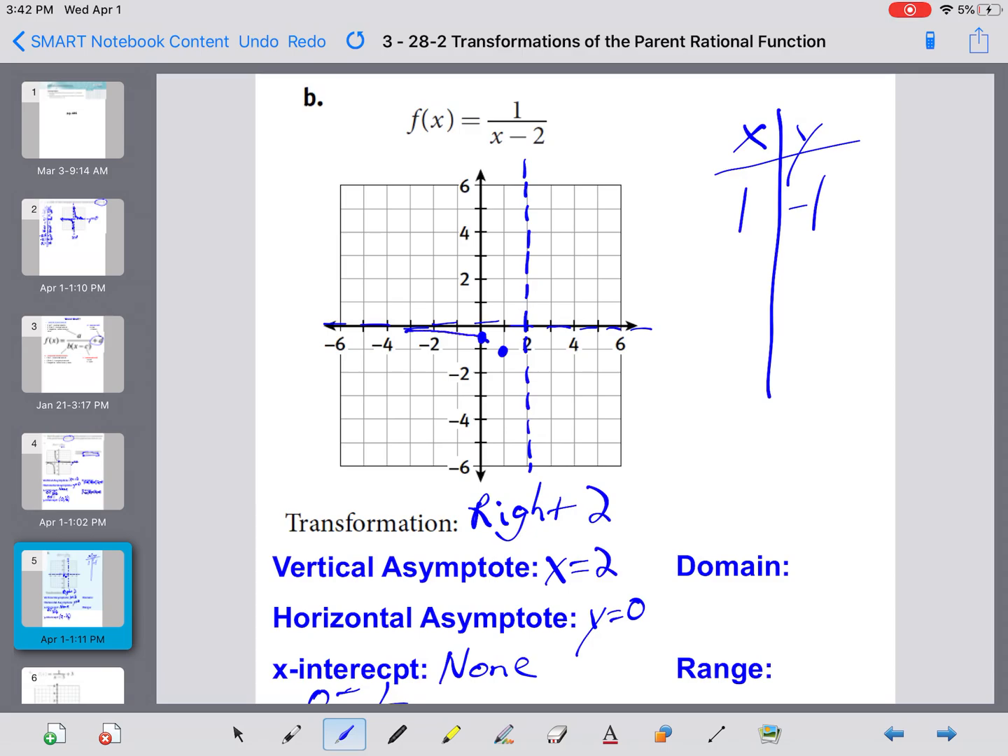Remember, these graphs have to approach the asymptotes everywhere. So here's a good little sketch. It's got a nice little bend to it. That's all we're looking for. Now, again, it can't be above that piece because it wouldn't pass the vertical line test.